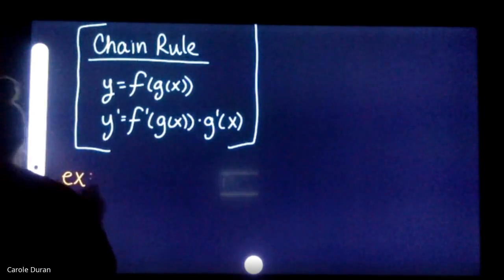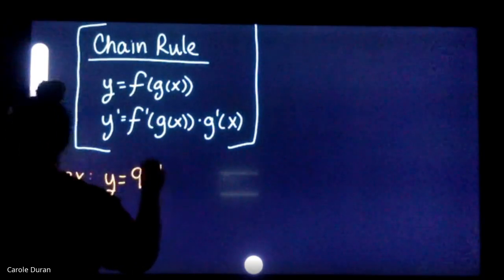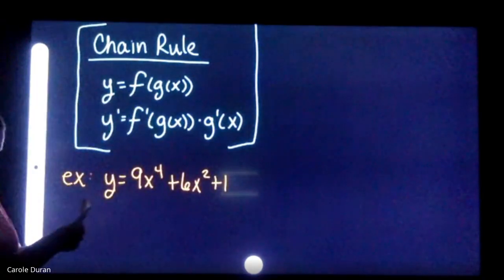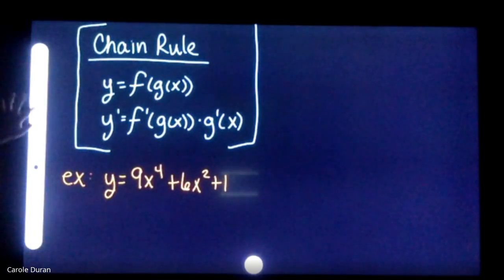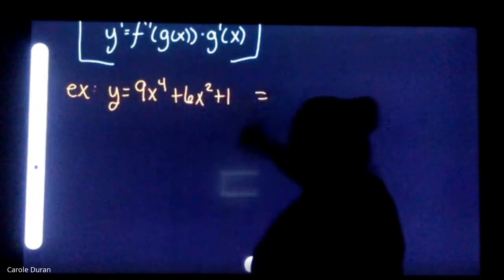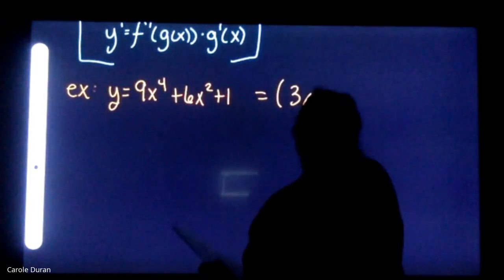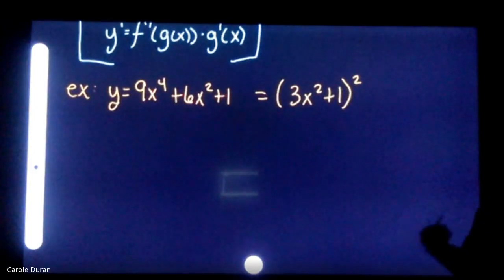The first example that I would like to do is y equals 9x to the 4th plus 6x squared plus 1. So as you're writing this, you're probably going to think to yourself, hey, this is just a power rule problem, right? It's not a chain rule problem. But I specifically picked this one because if I were to factor this, it would factor into 3x squared plus 1, all squared. So this is the same function represented two different ways.